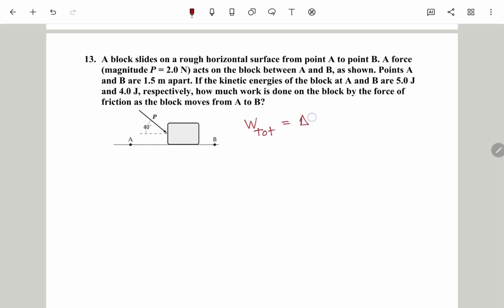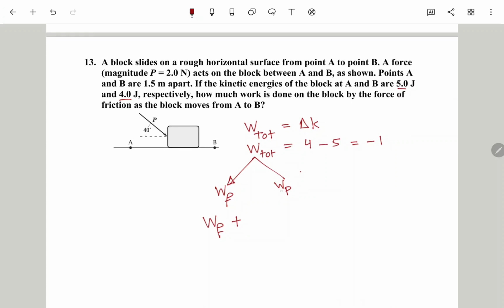equal to delta K, and K final in this case it's 4 and K initial it's 5. So work total here equal to minus 1. And in this situation, we actually have two forces, work done by the friction and work done by the force P. In this case, work from friction, that's what we are looking for, plus work done by force P.